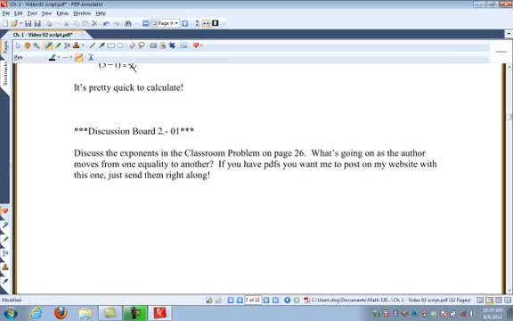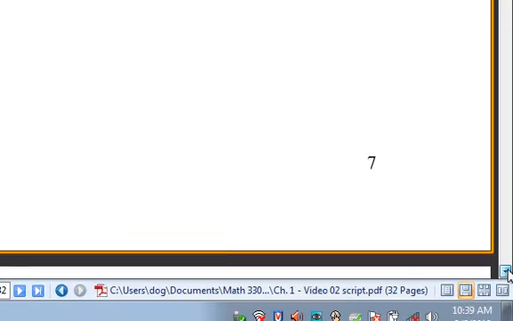Okay, now for the discussion board. Video 2, discussion board question 01. That's how to label it. Discuss the exponents in the classroom problem on page 26. What is going on as the author moves from one equality to another? If you end up with PDFs you want me to post on my website with this one, just send them right along and I'll put them up and people can look at them. So that's our discussion board question for this section of the notes.